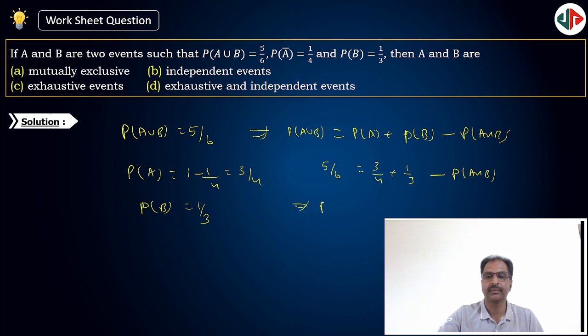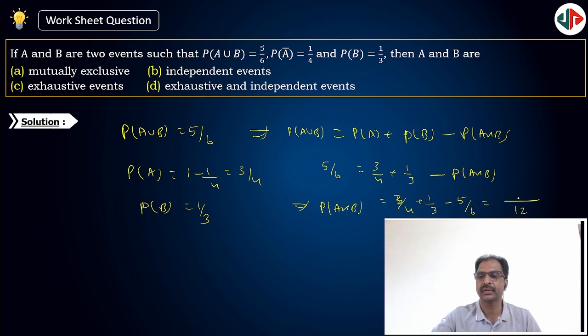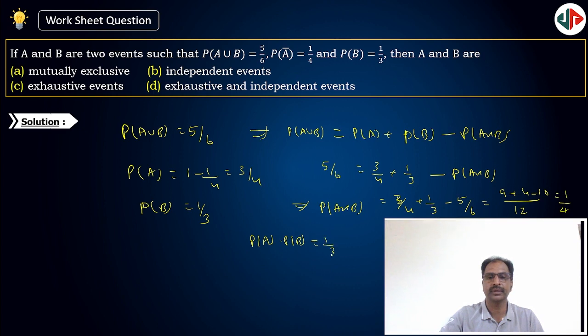Now that P of A intersection B is nothing but 3 by 4 plus 1 by 3 minus 5 by 6. LCM is 12. 9 plus 4 minus 10, 1 by 4. What is P of A into P of B? 1 by 3 into 3 by 4, which is 1 by 4. Which means P of A intersection B is same as P of A into P of B, and hence the events are independent events. Option B is correct.